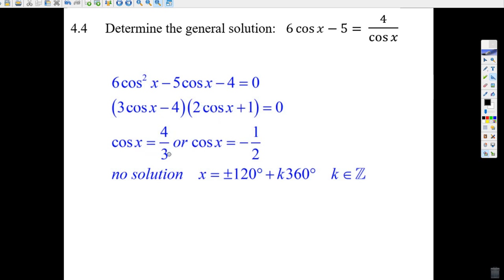If you go shift cosine of 4/3, your calculator will say error. That's because there's no solution. Cosine's between 1 and minus 1. But cos x equals minus a half.